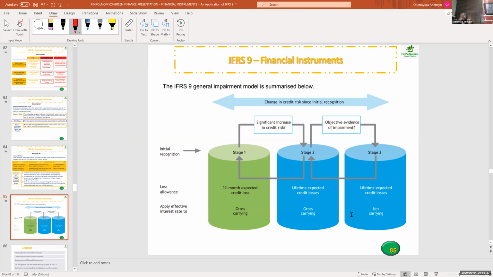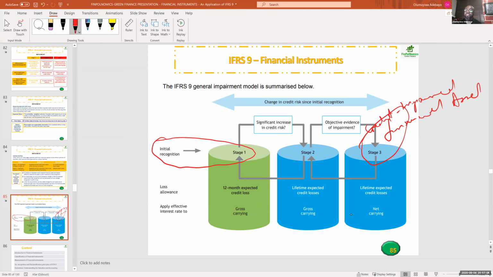And this summarizes it all. For you to see that at initial recognition, it must be a default of stage 1. Another time you can have stage 3 upon initial recognition is where you have credit impaired financial assets at origination. Those are the 2 times you could have upon initial recognition.